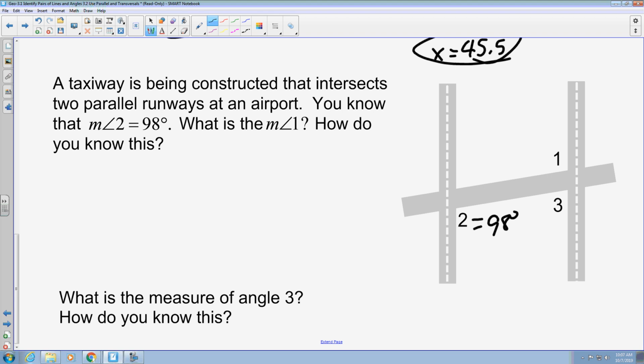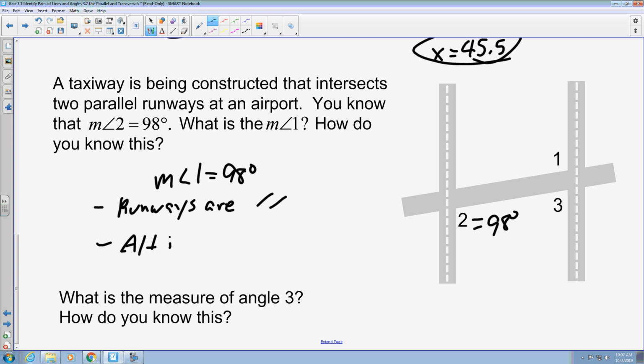I know that the measurement of angle 1 is also going to be 98 degrees, because I know this, since the runways are parallel, and angles 1 and 2 in this case are alternating interior angles.